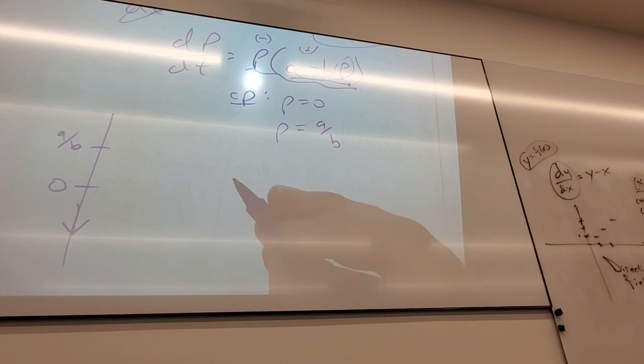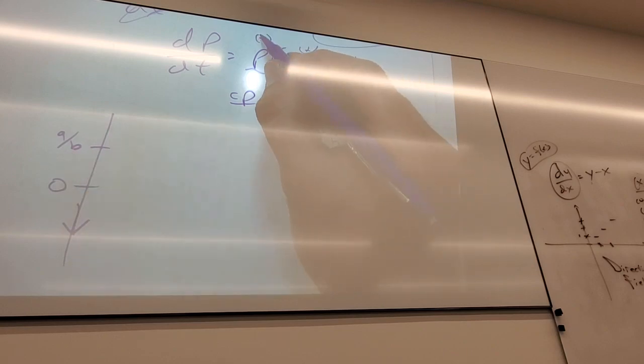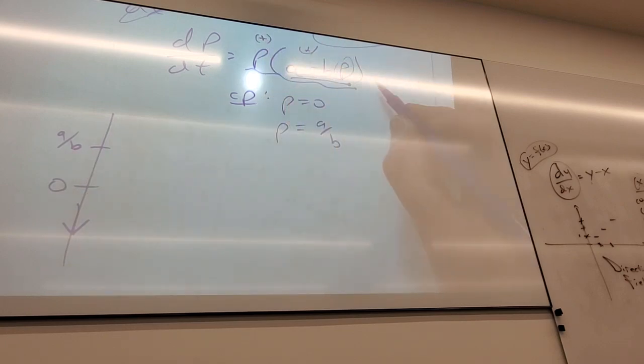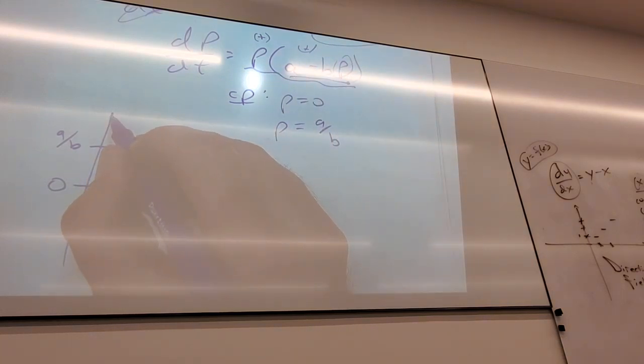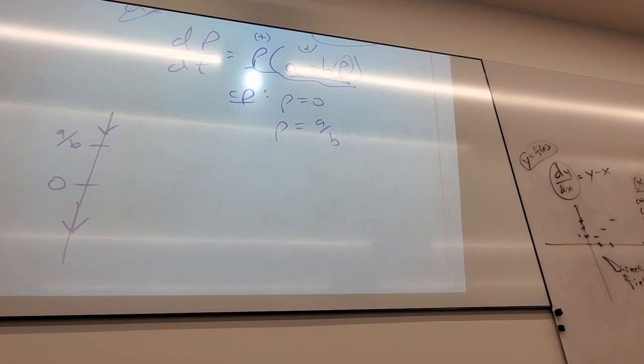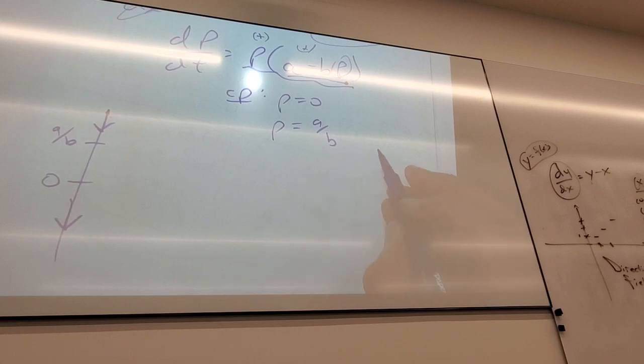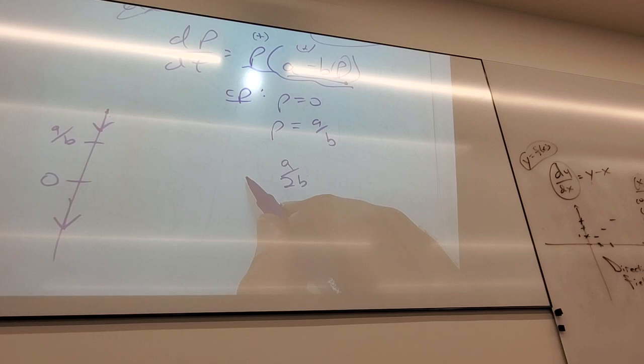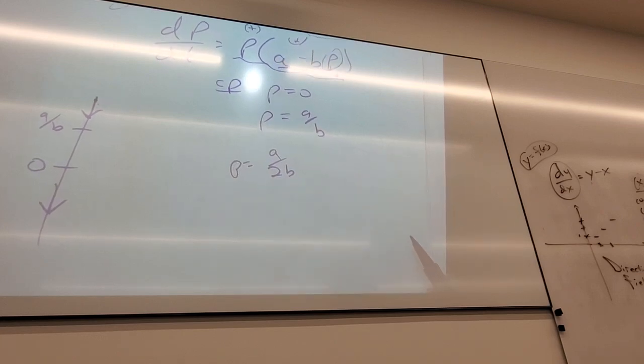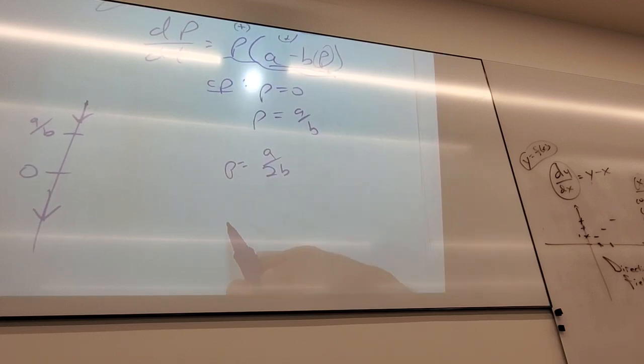Okay. What about above A over B? This would be positive. What would this be? Negative. So this would be down. What about in between those two? It's a little weird. So what if I put in A over 2B? You with me? Okay, so that would be positive.